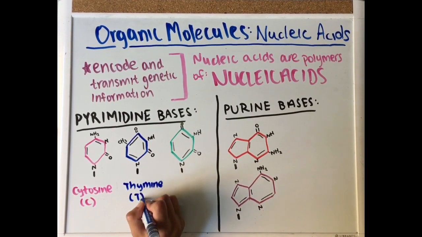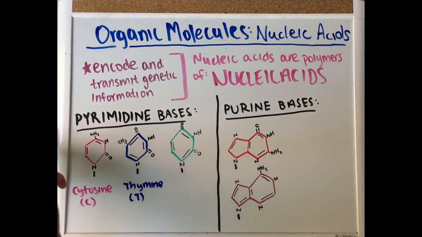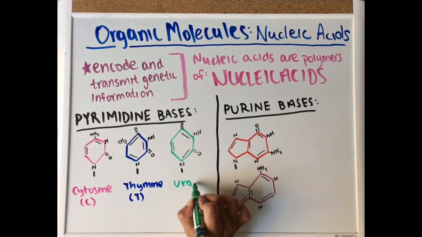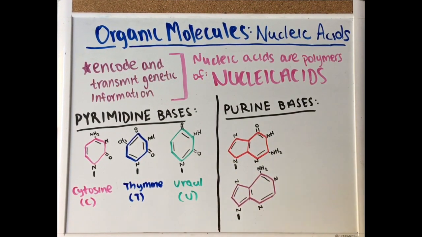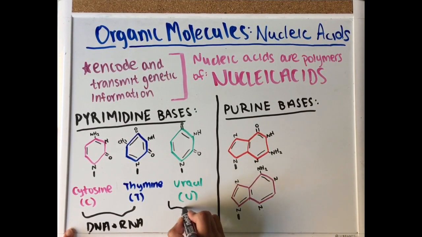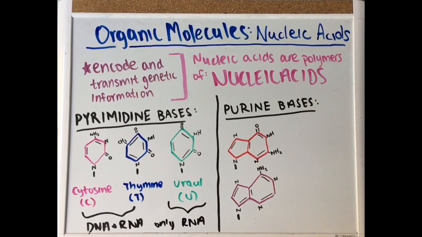And then the second one is the thymine. And this is a T. And the last one is the uracil. And this is the U. And it's important to know whether they're found in DNA or RNA. The cytosine and the thymine, both of them are found in DNA and in RNA. But the uracil is only found in RNA. It's only found in RNA sequences.